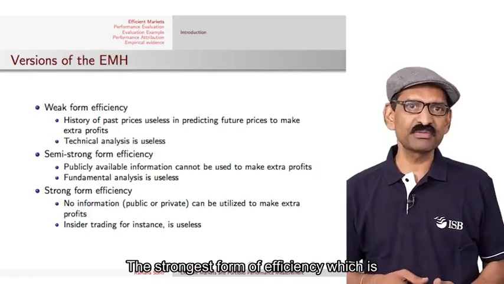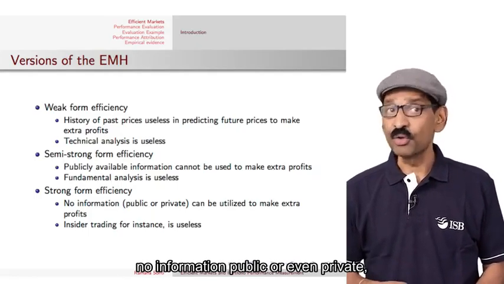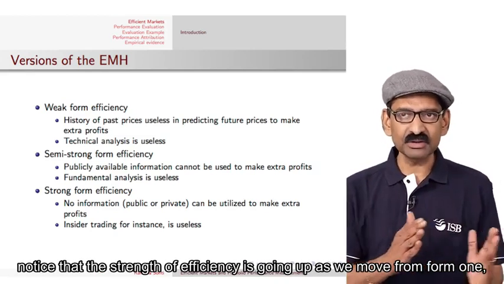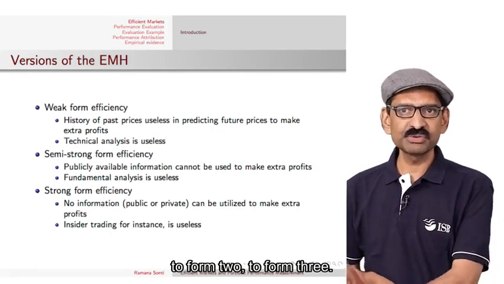The strongest form of efficiency, which is really tough to believe actually, is that no information, public or even private, can be used to make extra profits. Notice that the strength of efficiency is going up as we move from form 1 to form 2 to form 3.